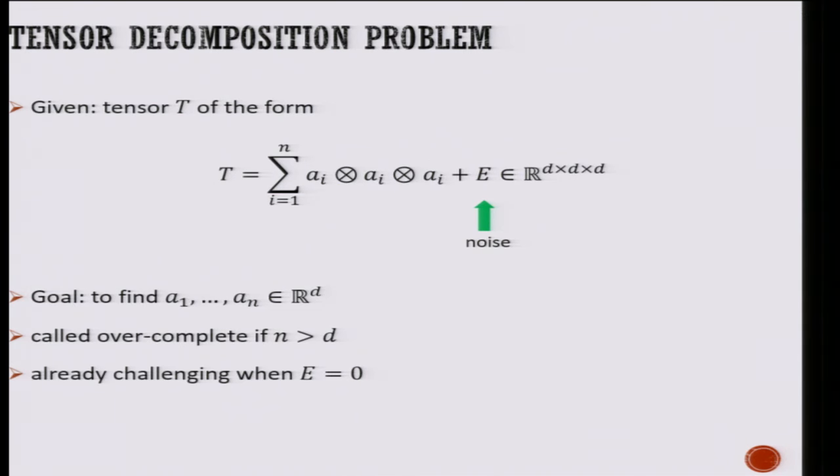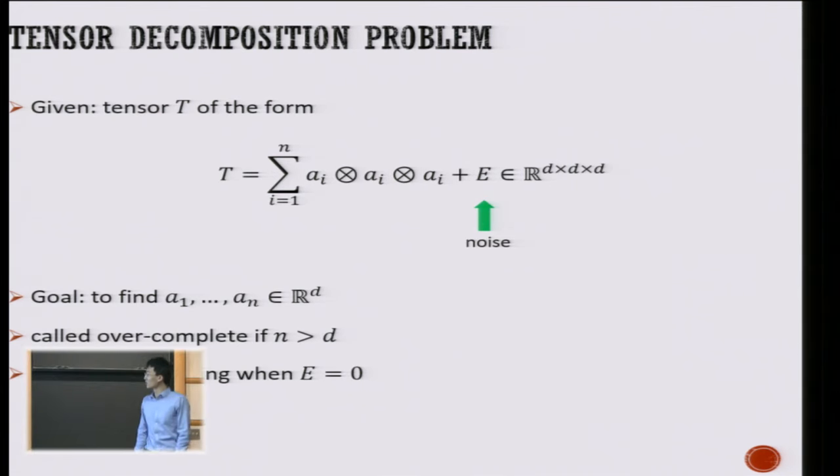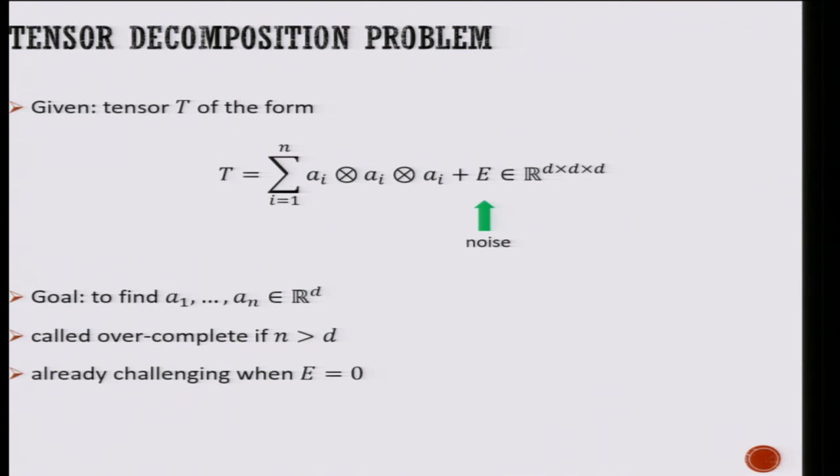So n is usually called the rank of the tensor, and for some historical reason, if n is larger than d, then it is called over-complete tensor decomposition. This is also the regime that we are going to focus on. In most of the talk, we can think of the noise as zero, although our algorithm, because it's a sum-of-squares algorithm, automatically tolerates a large amount of noise. For simplicity, let's think about e to be zero, because it's already challenging when e is zero. All right, so this is the definition of the problem.